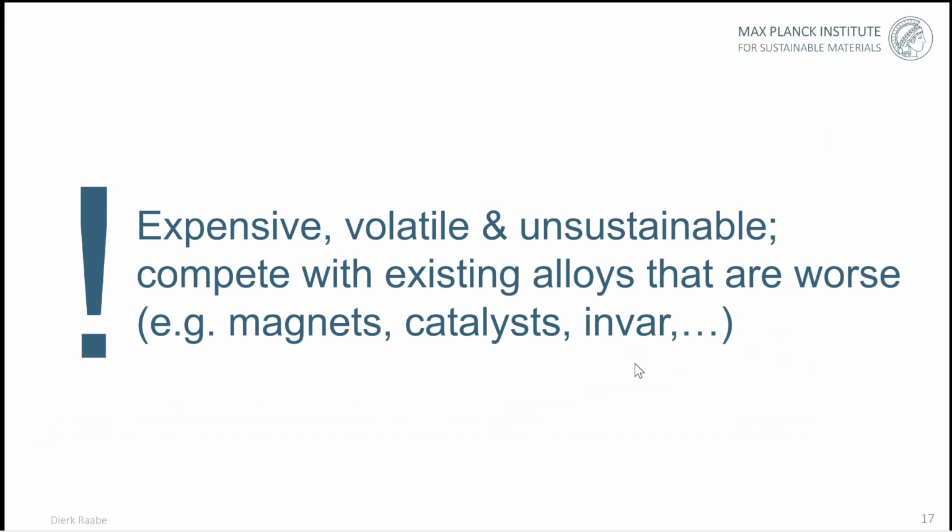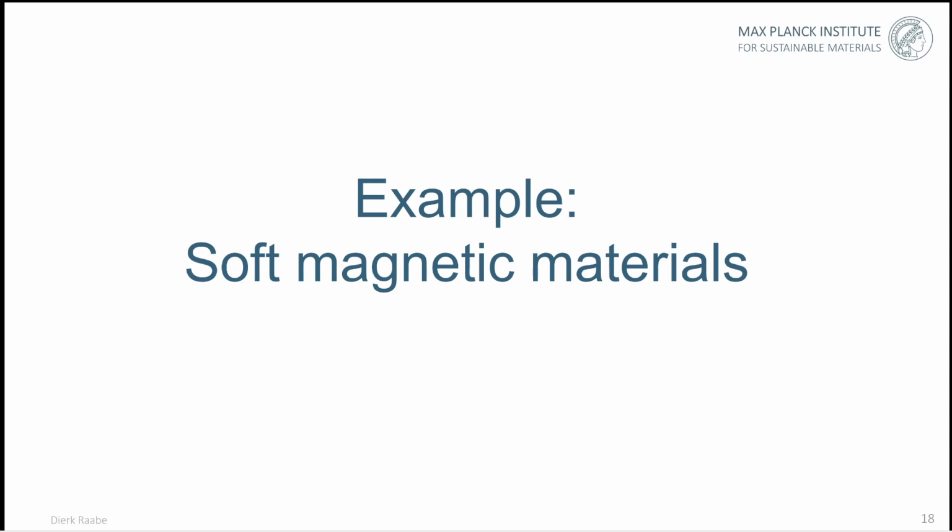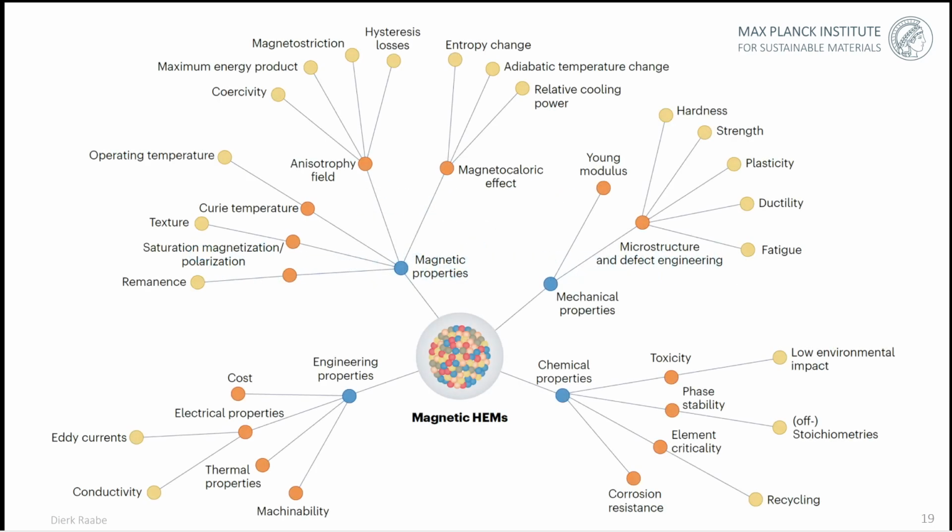That means the answer to this question is that we are dealing here with very expensive, volatile, and unsustainable alloying elements. And that makes it very hard to compete with existing alloys that are worse. That means when we want to compete with these materials, we must compete with such materials that are also currently making use of very expensive and unsustainable elements like magnets, catalysis, or Invar. So that means, in other words, we should, with the high entropy alloying concept, try to target materials which have extremely good functional properties, but currently are produced also from very unsustainable resources. And that might be a real interesting niche for developing new materials. Let me show you one example, namely soft magnetic alloy design.